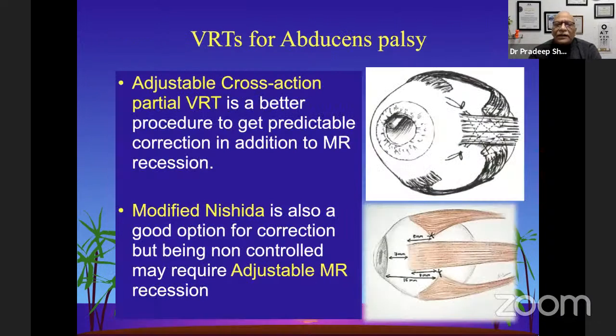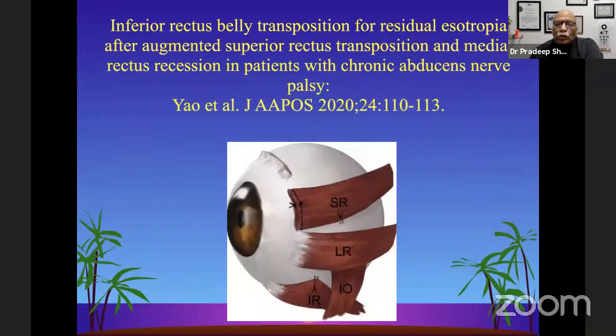So for the VRTs, for abducens palsy, we have options of adjustable cross-section, partial VRT, which I find is a much more predictable correction. And in addition to the MR recession, which may be done in these cases, the other option which we have at times used is the modified Nishida, along with an adjustable MR recession to give us a more controlled effect. We can also do at times a combination of these.